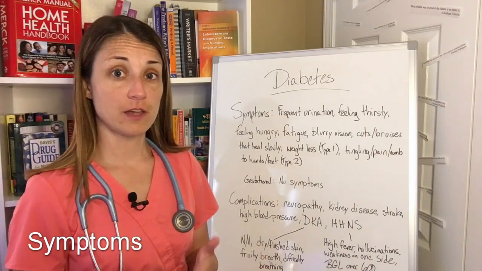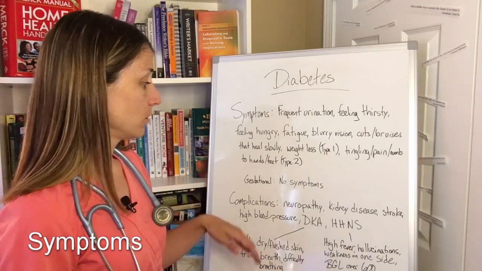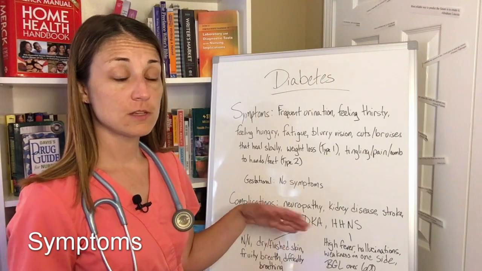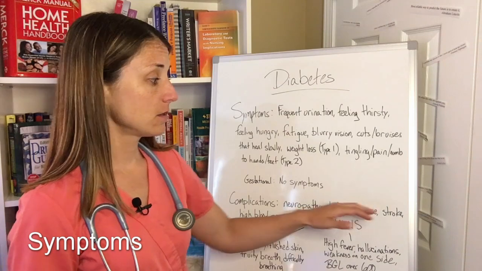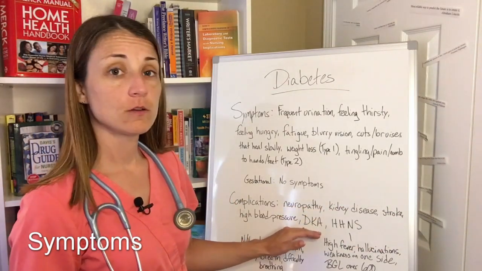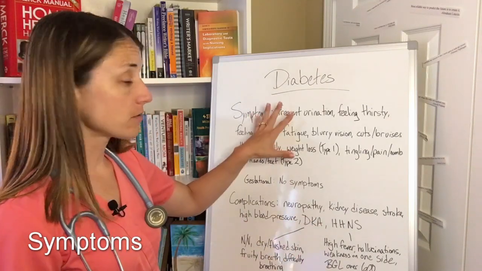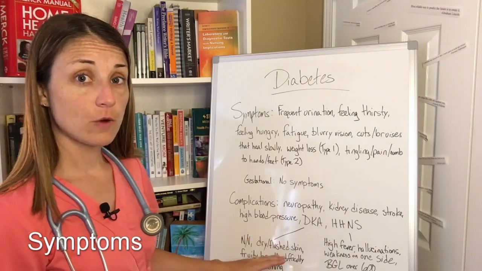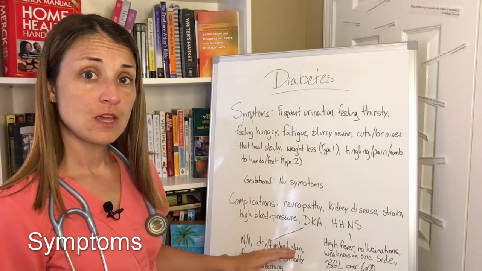If diabetes is left untreated, it can cause numerous and severe complications, which can include neuropathy, which is numbness to your hands and feet, which means that you don't feel if you injure them, kidney disease, stroke, high blood pressure, DKA, which is diabetic ketoacidosis. In addition to having the generalized symptoms, people with DKA will also have nausea, vomiting, dry, flushed skin, a fruity smelling breath, and difficulty breathing.